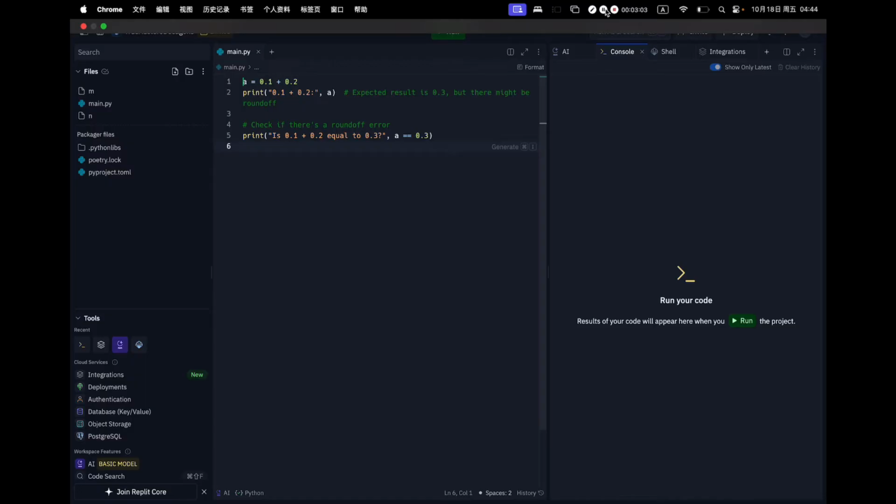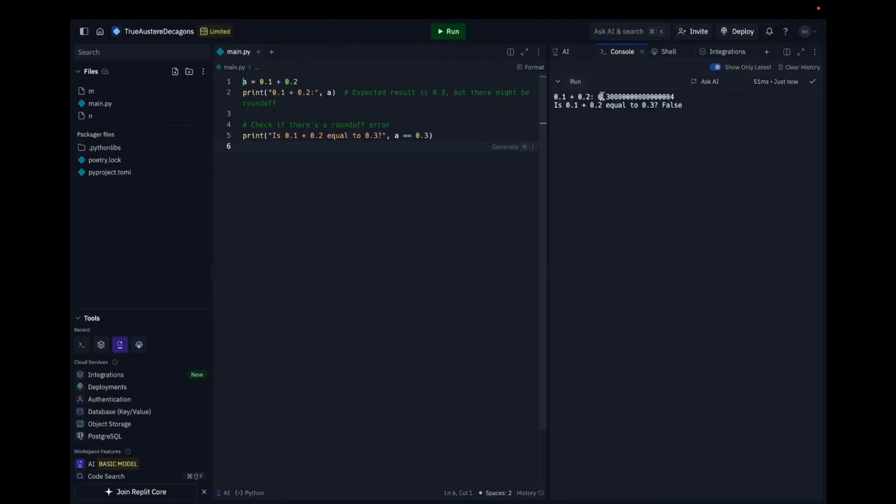Instead, it will be like 0.3000000. So let me show you guys. See, and then we print it out. And the third step, we check for equality. Because a is actually 0.3000000, a bunch of zeros, and ends with a 4, the comparison a equals 0.3 evaluates to false, and this will lead to a round off error.